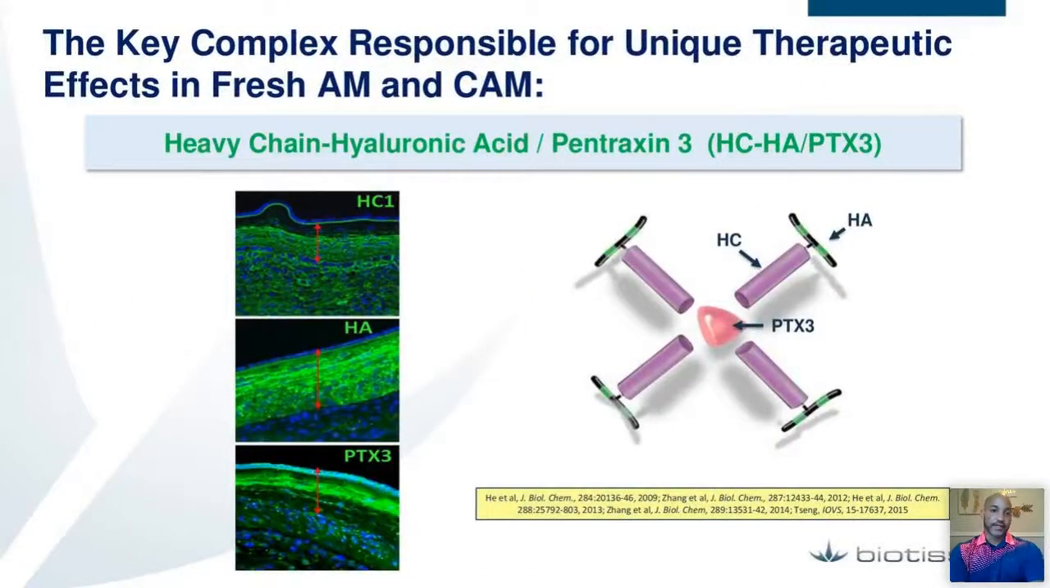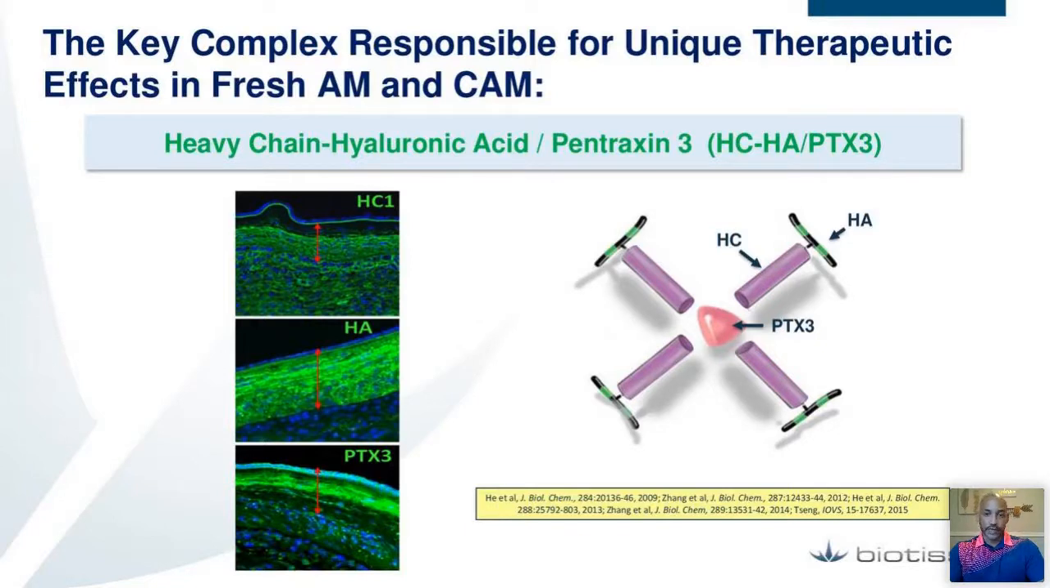The way this is done is because of a key complex responsible for the therapeutic benefits. A big difference between a lot of amniotic membranes is that most amniotic membranes, if not all of them, have the presence of growth factors and cytokines, but not a lot of them have the presence of this complex right here, heavy chain hyaluronic acid pentraxin 3, also known as HC-HA/PTX3.